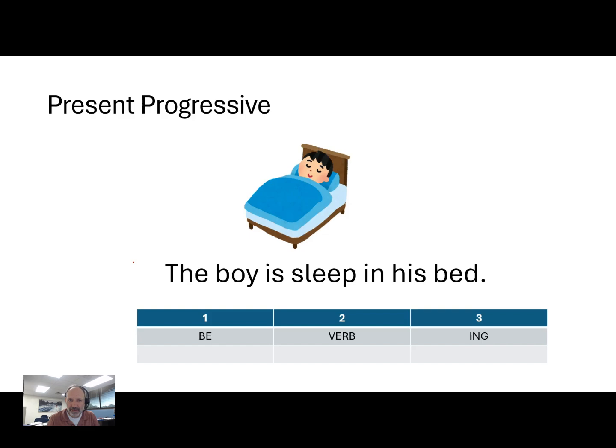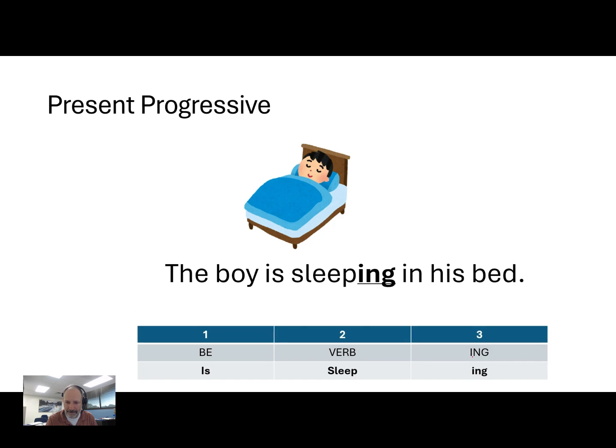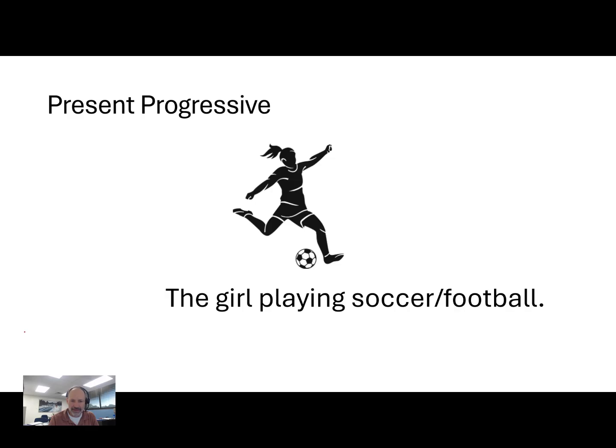Remember, present progressive should have 1, 2, 3. 1 is be, 2 is the verb, and 3, ing. In this sentence, I see 1, the is. I see 2, sleep, but I don't see the 3. So to fix this, it should be is sleeping. Add ing to sleep to fix the sentence. Now it's correct.